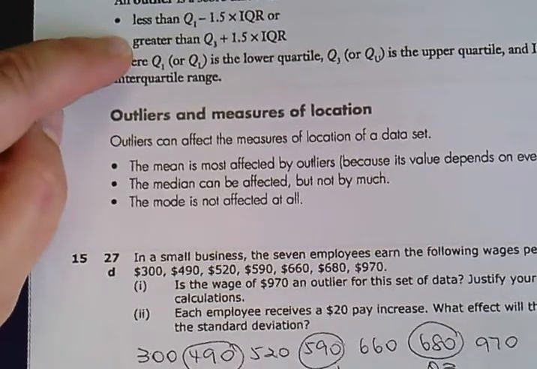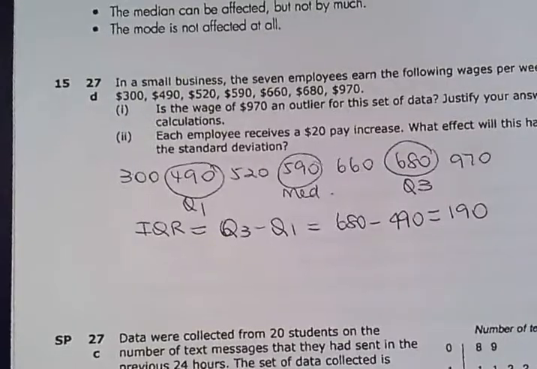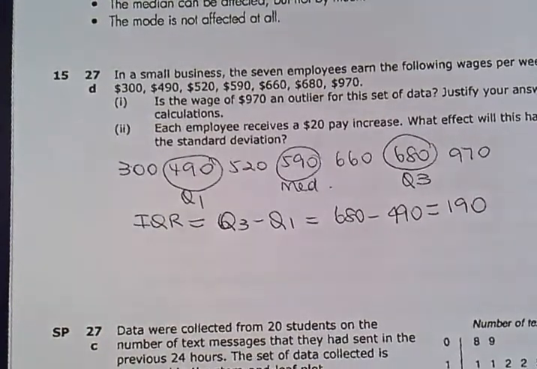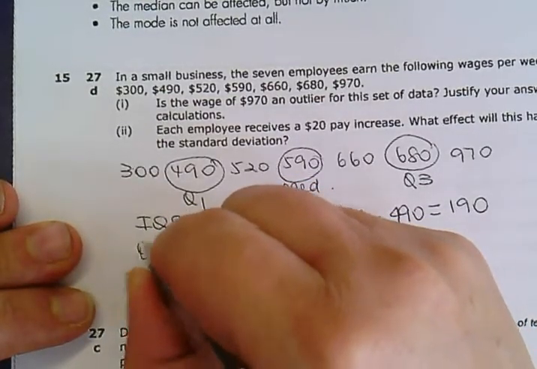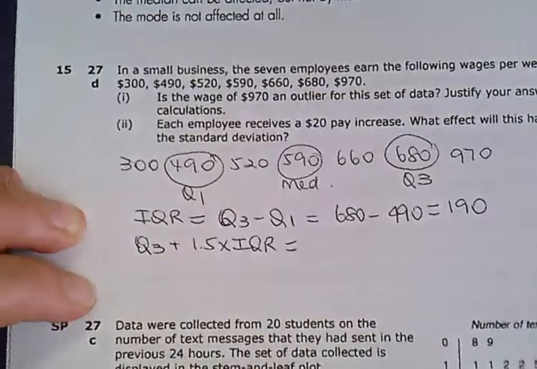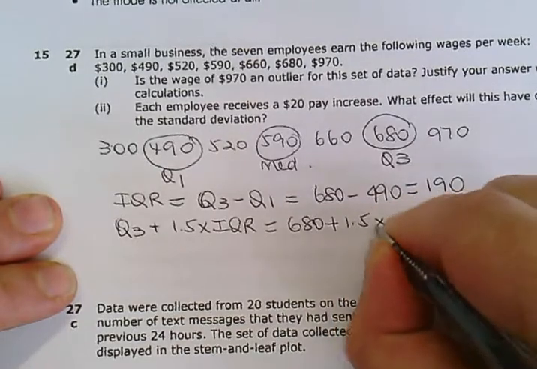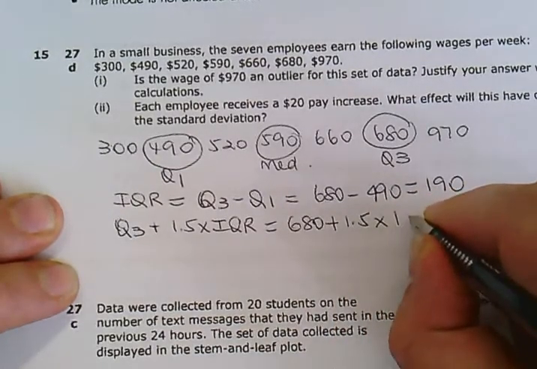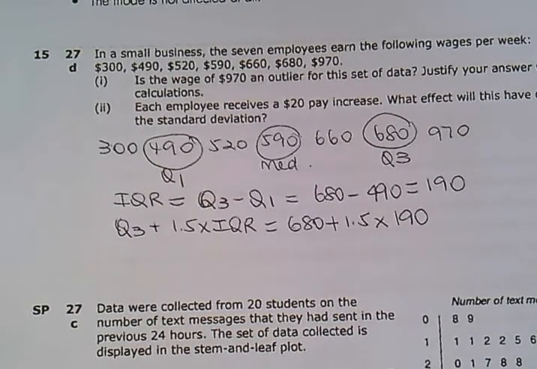It's the greater than. An outlier is a value greater than Q3 plus 1.5 times IQR. You wouldn't do the lower end. The outlier that you're looking at is at the top end of the data. So I'm going to go Q3 plus 1.5 times IQR. Q3 is 680 plus 1.5 times, what's the IQR? 190. Do you know why I'm doing the greater formula and not the lower, less than? Because our outlier we think is at the top of the data, not at the bottom.